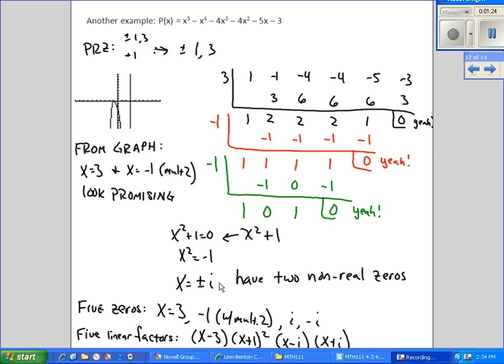Remember, i is the square root of negative 1. So that means I've got 2 non-real zeros. So altogether, I've got my 5 zeros: the 3, the negative 1 with the multiplicity of 2, because that one counts twice, the positive i, and the negative i. And then my 5 linear factors: x subtract 3, x plus 1, and x plus 1, so x plus 1 squared, and then x subtract i and x plus i. So I've got my 5 factors.